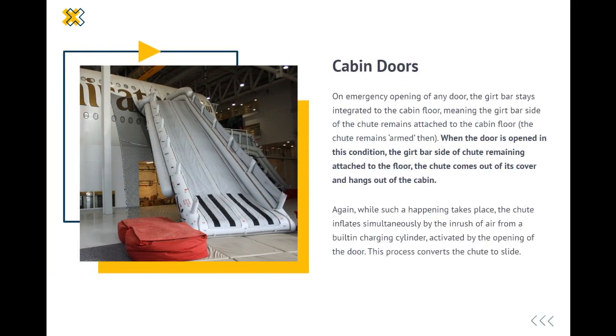On emergency opening of any door, the girth bar stays integrated to the cabin floor, meaning the girth bar side of the chute remains attached to the cabin floor. The chute remains armed then. When the door is opened in this condition, the girth bar side of chute remaining attached to the floor, the chute comes out of its cover and hangs out of the cabin. Again, while such a happening takes place, the chute inflates simultaneously by the inrush of air from a built-in charging cylinder, activated by the opening of the door. This process converts the chute to slide.